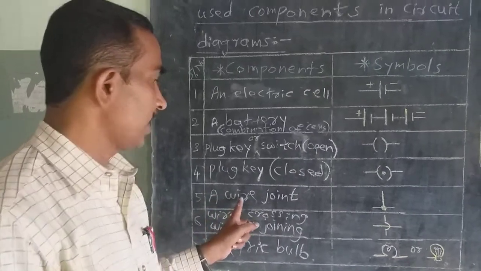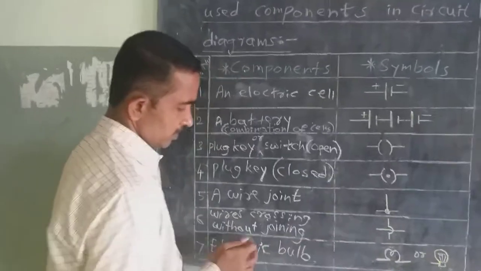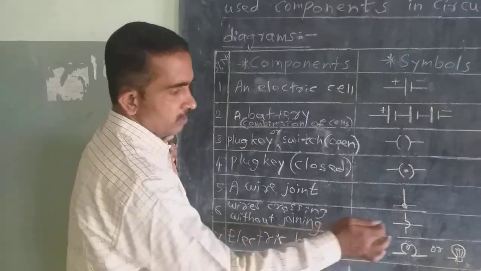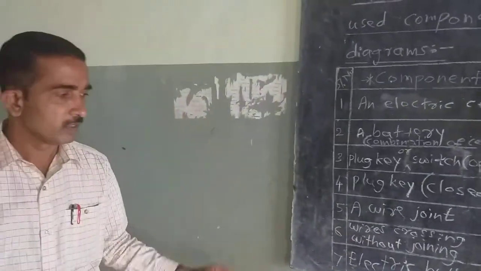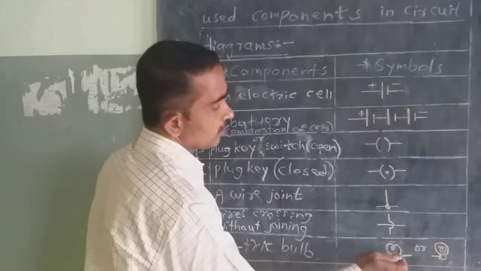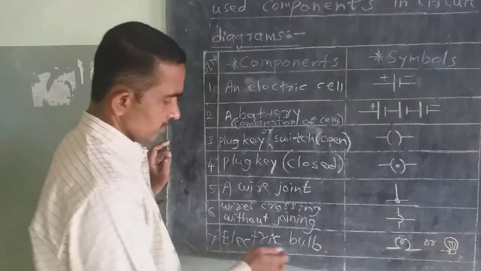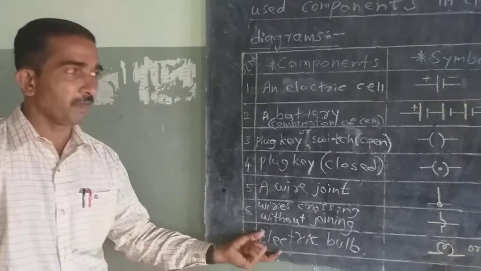Fifth one is a wire joint. See this one, this is the symbol of a wire joint. Next one, wires crossing without joining. This is the symbol of wires crossing without joining. Next one, electric bulb. We can write this one or this one, both are the same. These two are the symbols of an electric bulb.